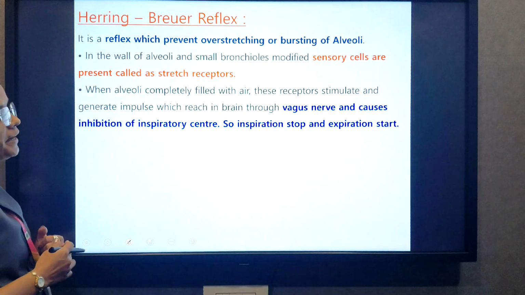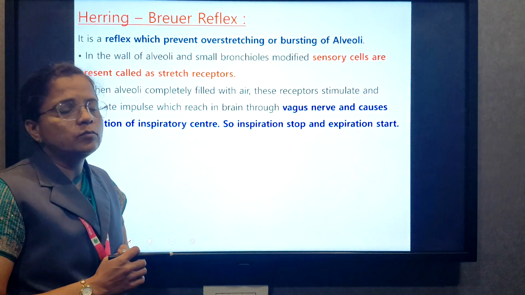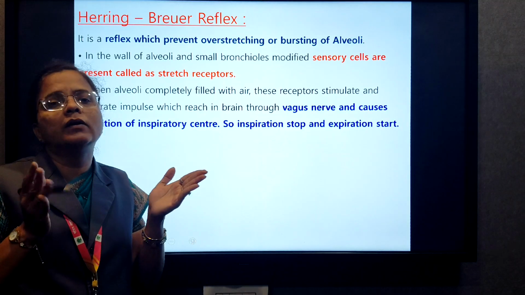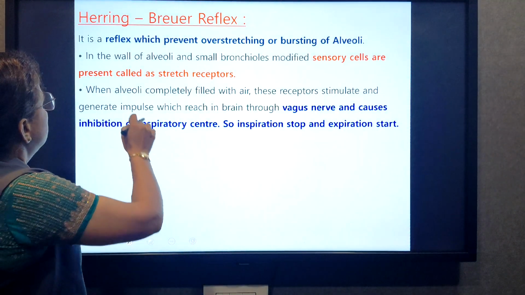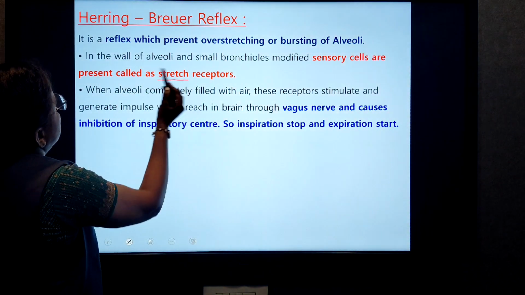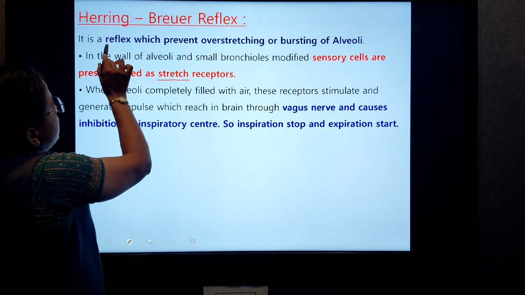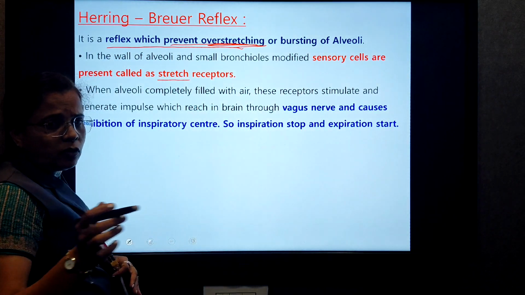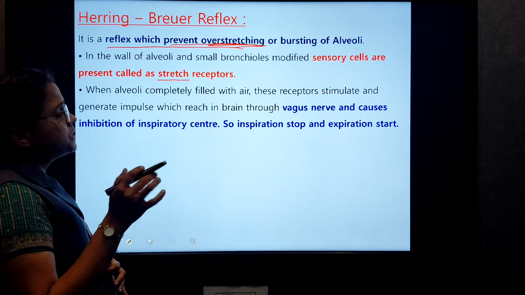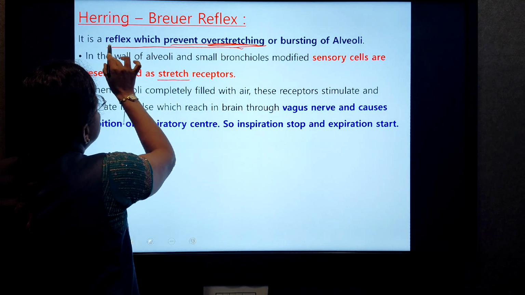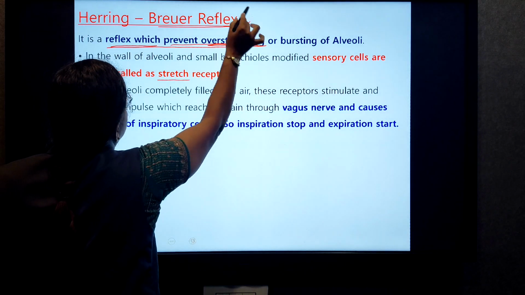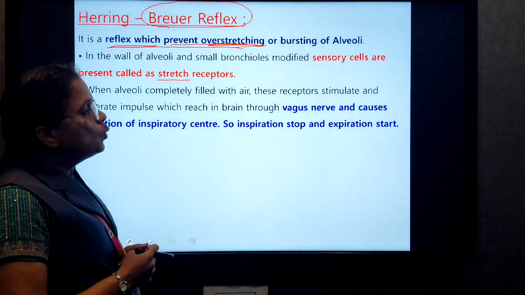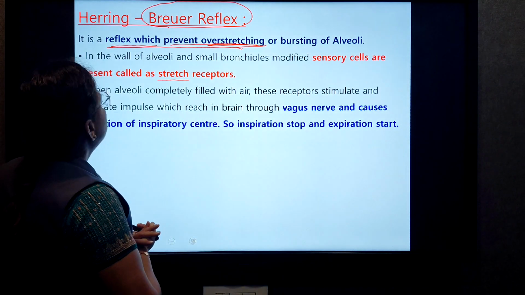And the last point, the Hering-Breuer reflex. What is the Hering-Breuer reflex? The maximum stretching capacity of the lungs. Who detects it? Stretch receptors. So it is the reflex which prevents overstretching, like in the frog. There is no overstretching in human beings. Due to this Breuer reflex, overstretching or bursting of alveoli is prevented.